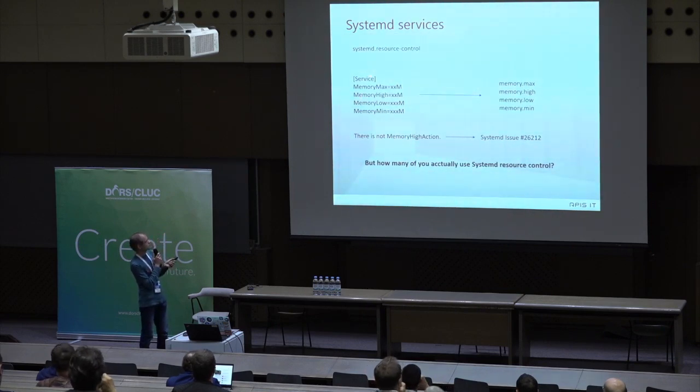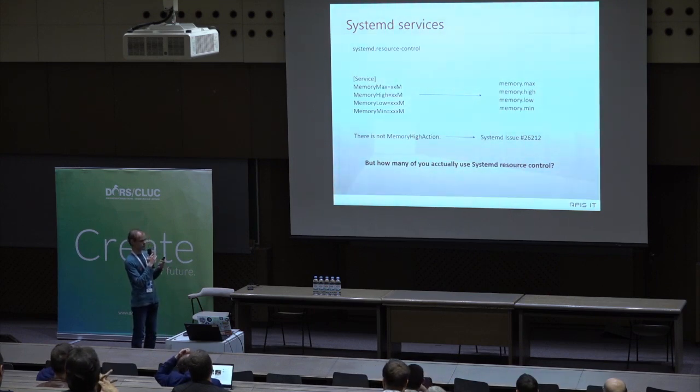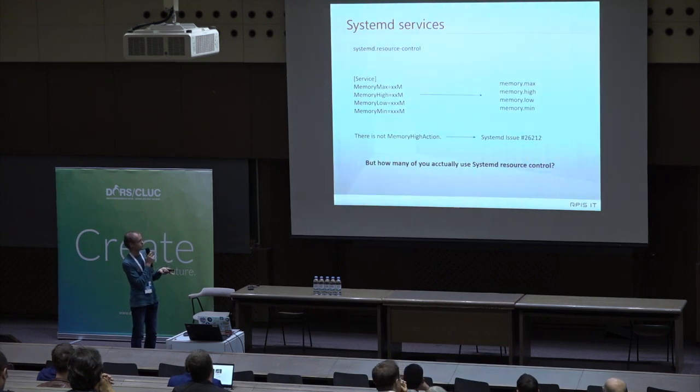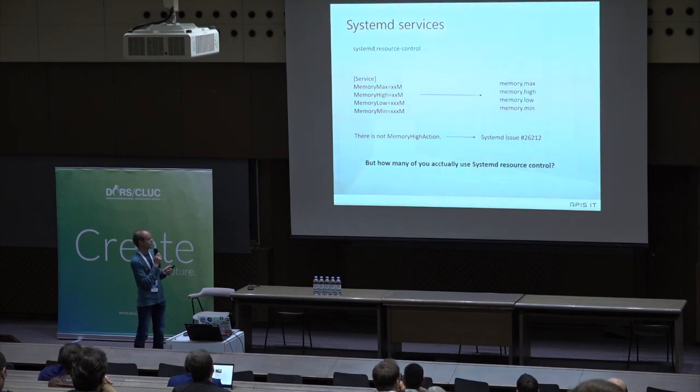If we want to use it with a systemd service, systemd lets us specify the memory max, memory high, memory low, memory min attributes in the systemd unit file, and they have a one-to-one mapping to the cgroup interface. But systemd sadly doesn't have a memory high action, a script that would run if the usage has reached memory high. So we have to have a sidecar process.